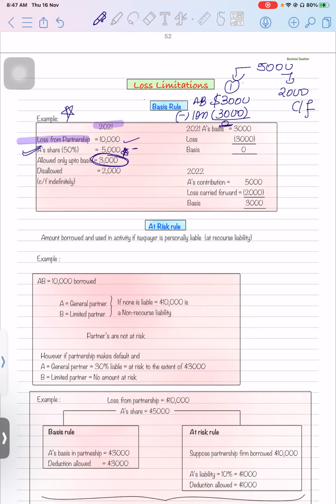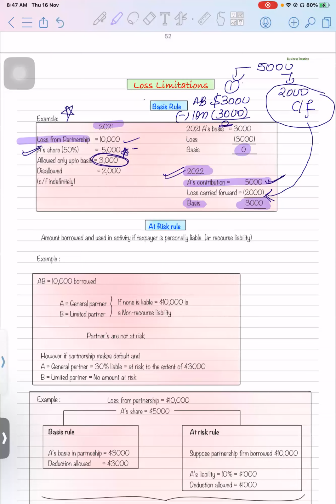Now, next year in 2022, he has contributed 5,000 in the partnership firm. So can I say now his basis was 0, it has increased to 5,000 since he has made a new contribution. I hope this much is clear. This carried forward amount can now be reduced from the next year's basis, and the new basis will be $3,000. Clear, guys? Any question in this? This is a very simple rule, basis rule.